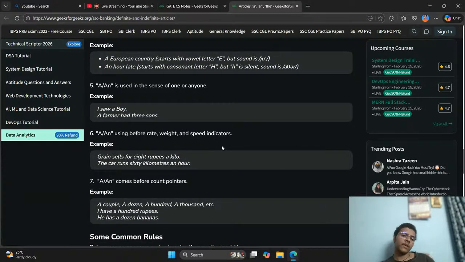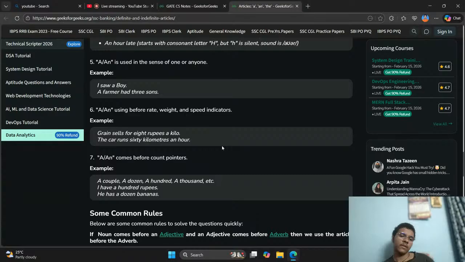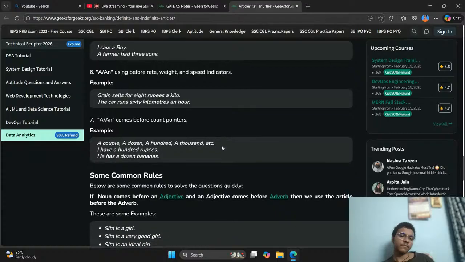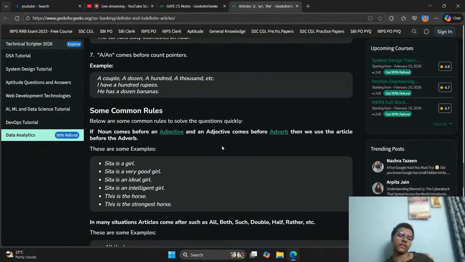I saw a boy. A farmer had three sons. Rate: grain sells for 8 rupees a kilo. The car runs 60 kilometers an hour. "A" or "an" comes before count pointers: a couple, a dozen, a hundred, a thousand, etc. I have a hundred rupees. He has a dozen bananas.